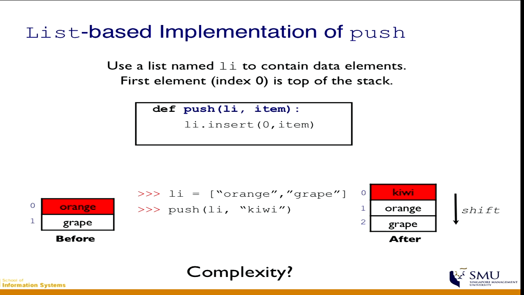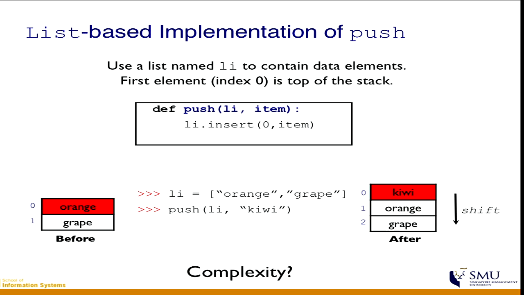Now when you push a new element in, for example kiwi, then it's going to go to the top of the stack. Going to the top of the stack means that when it goes into the array, it needs to go to position 0. But position 0 is now occupied by the previous top, which is orange. So what we need to do is to make room. And to make room, we need to shift everything down, which in this case means you shift orange and gray down, and then you can make space for kiwi to go to the first position.